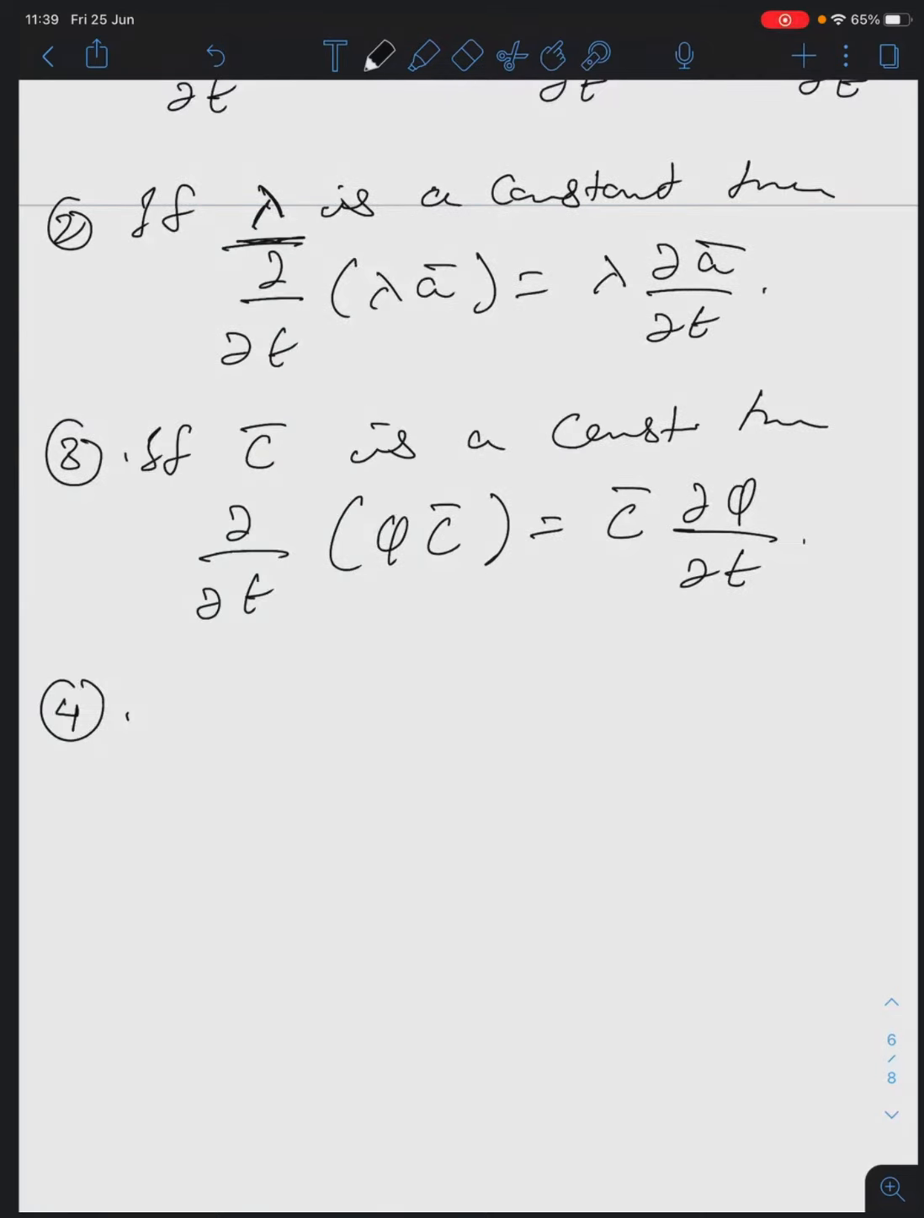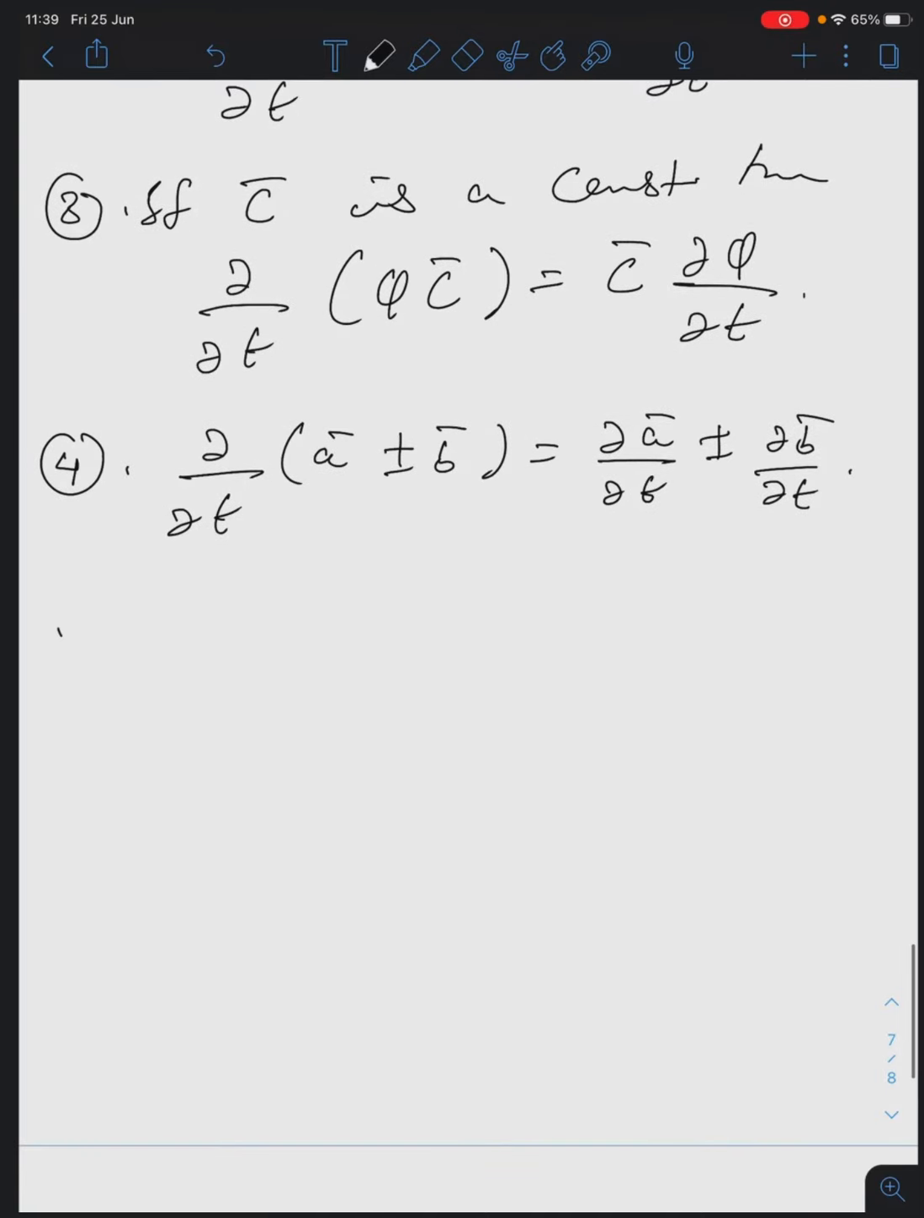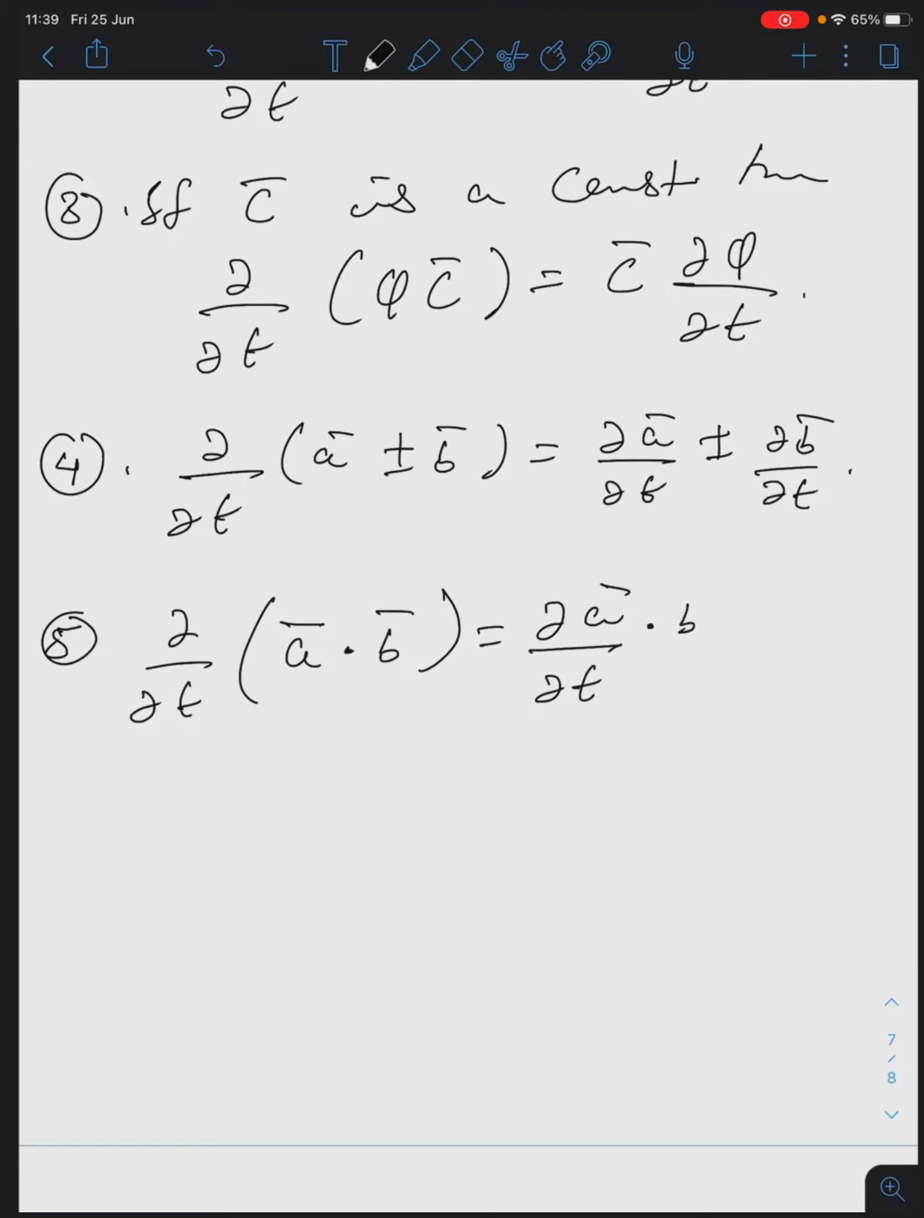Similarly, dou by dou t of a bar plus or minus b bar can be written as dou a bar by dou t plus or minus dou b bar by dou t. Again, dot product is also possible, that is partial differentiation with respect to t of a bar dot b bar. So this result will be dou a bar by dou t dot b bar. Don't say into, this is a dot product you are doing. Plus a bar dot dou b bar by dou t.